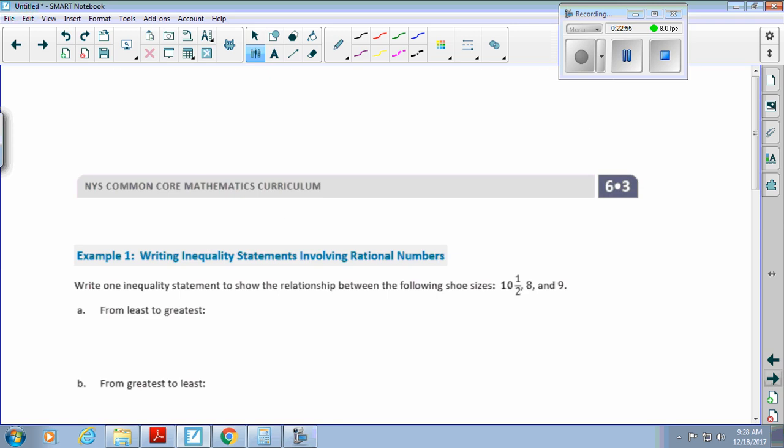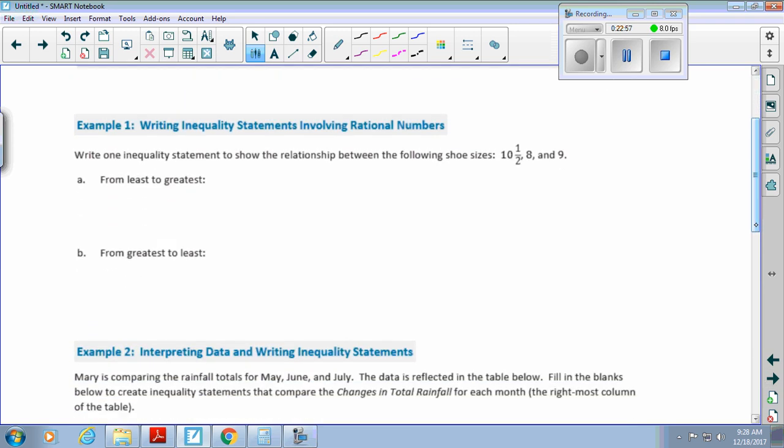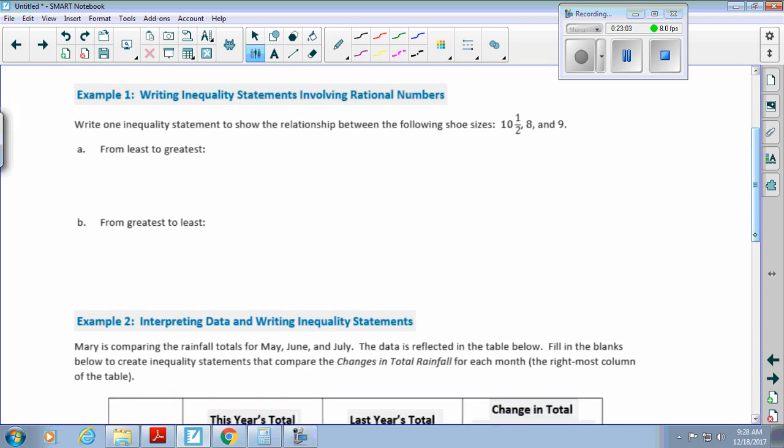So let's look at this next example, which is about shoe sizes. We have three shoe sizes here, 10.5, 8, and 9. So least to greatest. Who can give me the smallest shoe size? Everyone just shout it out. What's the lowest? 8. And then leave a space. What would be next? 9. And 10.5. This is really not difficult, right?